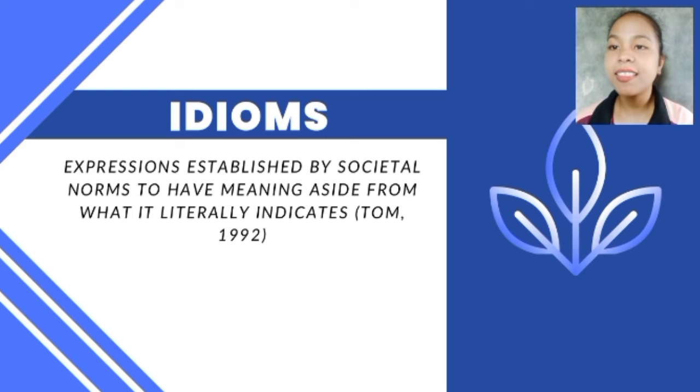The third type of semantics is idioms, expressions established by societal norms to have meaning aside from what they literally indicate, by Tom, 1992. Idioms are a group of words with a figurative, non-literal meaning, and widely used sayings or expressions that differ from a phrase's literal meaning. For example, break a leg means good luck. Blind date, the meaning is a date where the two people have never met before. Another example is old as the hills, which means very old people.